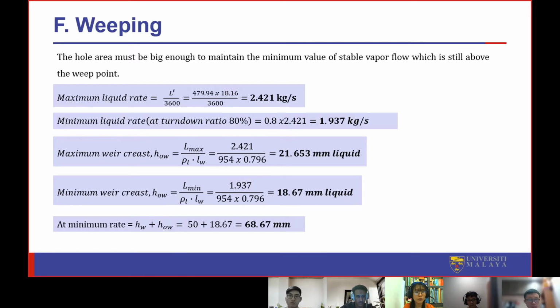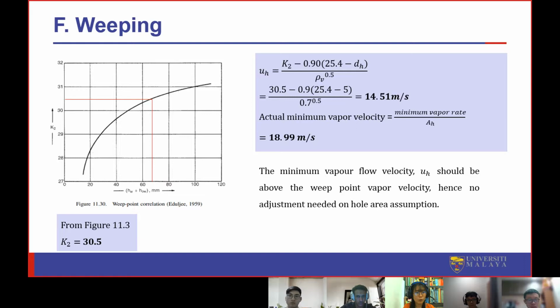By summing up the weir crest and also the hole area, we can refer to figure 11.3 and obtain the K2 coefficient. And then we can calculate the minimum vapor flow velocity, which the calculated result shows is above the weep point vapor velocity, which means that our assumption of the hole area to the net area is acceptable.